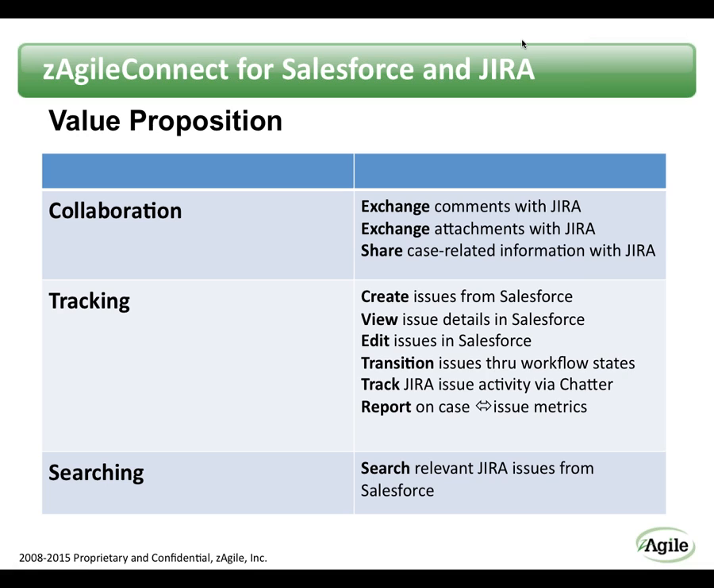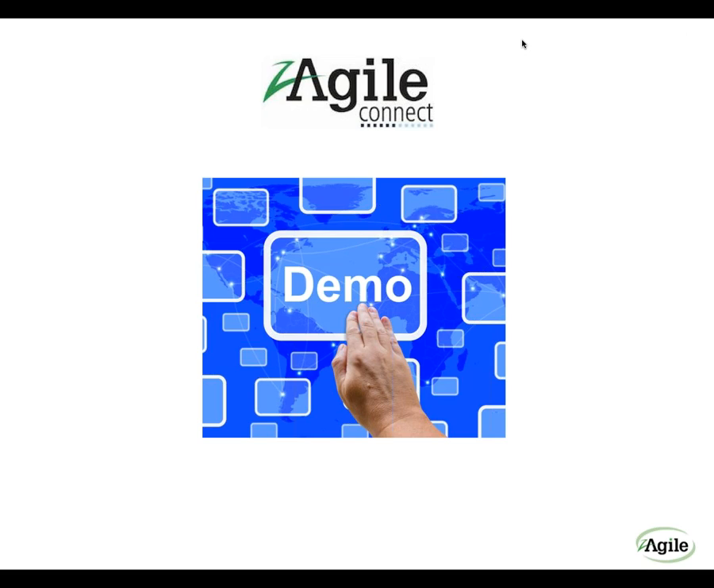So in terms of zAgileConnect then, there are some key value propositions in terms of the features that it provides across these different categories. For example, in collaboration, we provide the ability for you to exchange comments with JIRA, exchange attachments with JIRA, and then also share case-related information with JIRA. Those things could be, for example, case priority, case status, or any other attributes like environment, account type, account SLA, any information that you feel would be relevant to product engineering teams to help them both prioritize and, of course, resolve the issue.